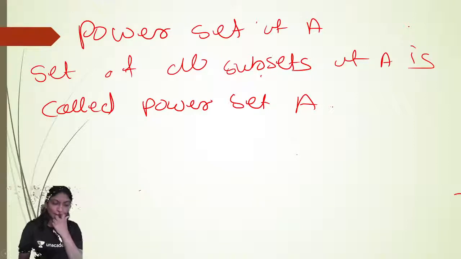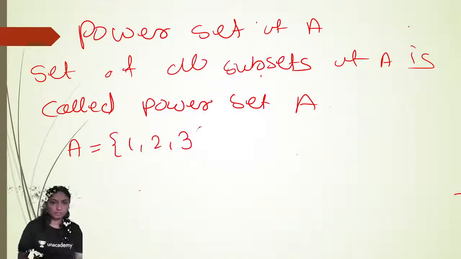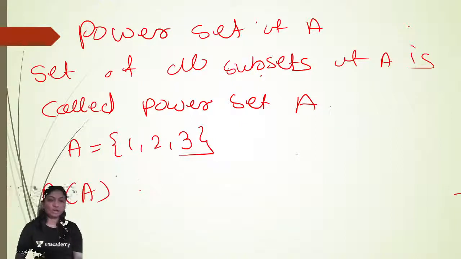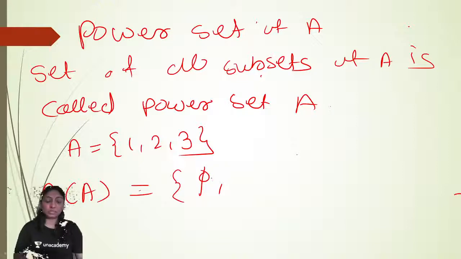For example, suppose A is equal to 1, 2, 3. The power set of A is denoted by P of A. Now this is your set A, so P of A is equal to: the first subset is the empty set. The empty set is a subset of every set.